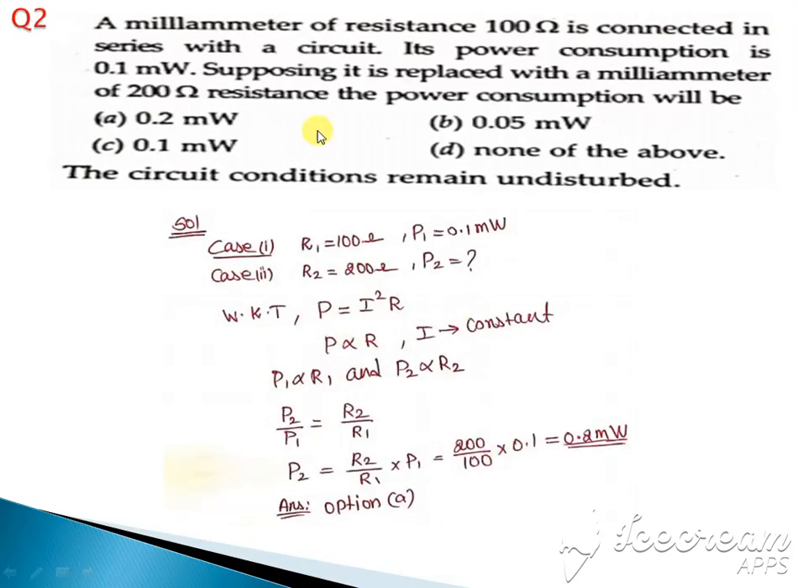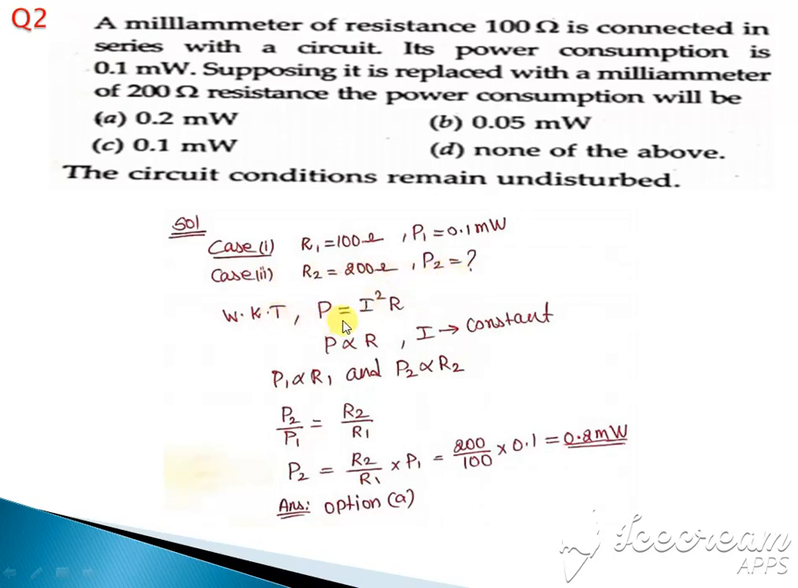Second question, a milliammeter of resistance 100 ohm is connected in series with the circuit. Its power consumption is 0.1 milliwatts. Supposing it is replaced with a milliammeter of 200 ohm resistance, the power consumption will be A 0.2 milliwatts, B 0.05 milliwatts, C 0.1 milliwatts and D none of the above. The circuit condition remain undisturbed. So like previous problem, case 1 R1 is equal to 100, P1 is equal to 0.1 milliwatt, case 2 R2 is equal to 200, we need to find P2 value.